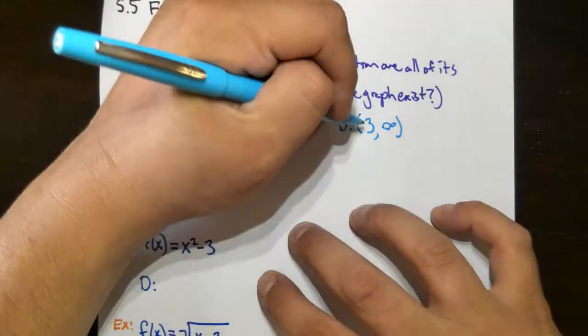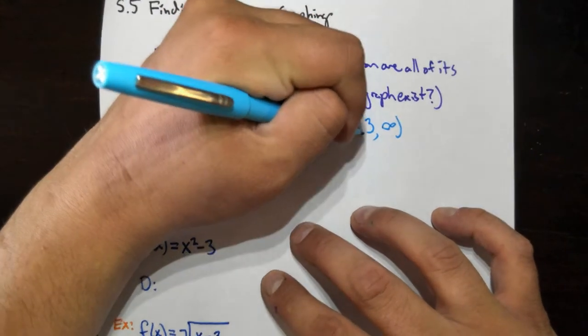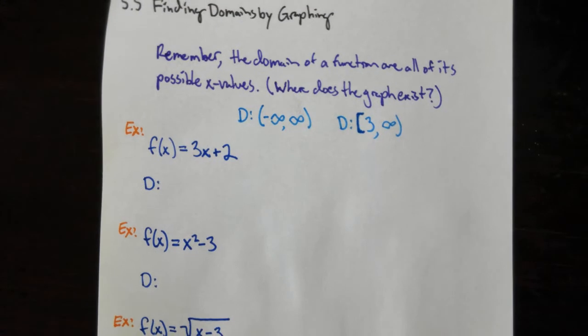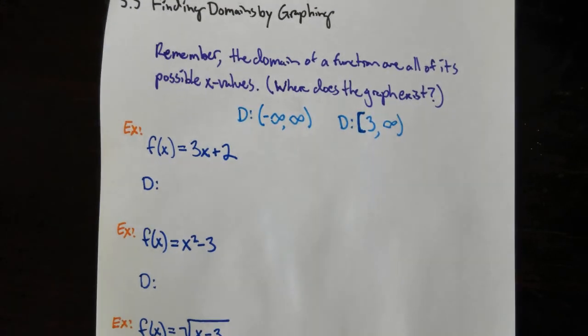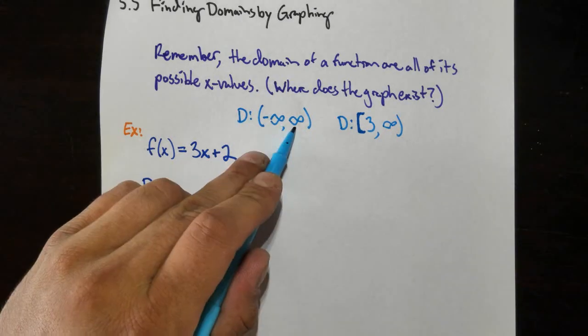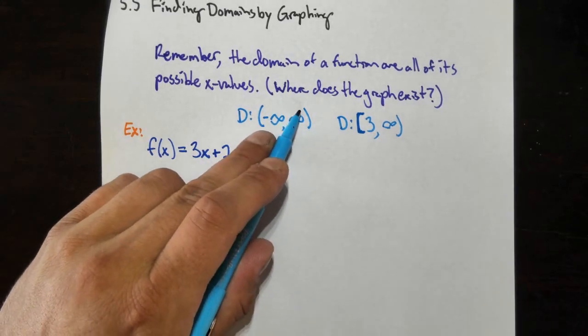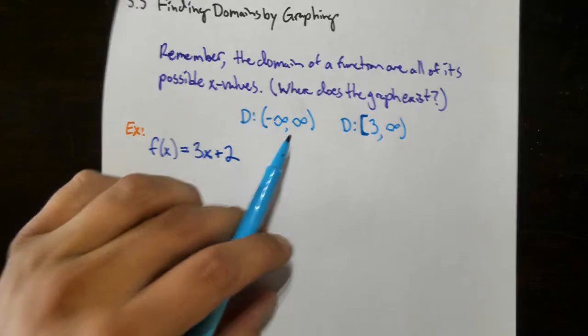Well, rather, what if it includes 3? Then remember it would need a bracket at 3. So remember how that works. If it's a parenthesis, it means it's not including that value. If it's a bracket, it means it does include that value. And with infinity signs, we always just write parentheses. You'll never see an infinity with a bracket. That's just how it is.